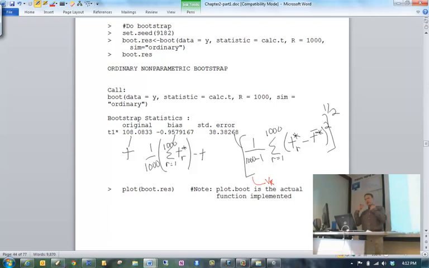So again, to familiarize yourself with the notation that the book uses, you could also say that this is var star t star, an estimate of it based upon R resamples. Or you could also say this is var star subscript R t star, with a 1/2.